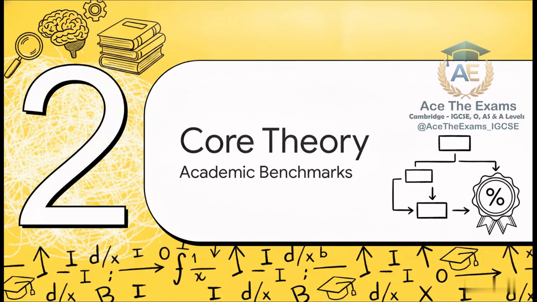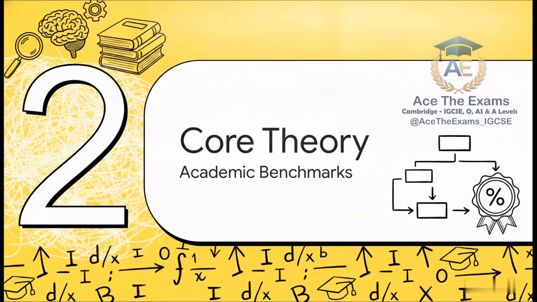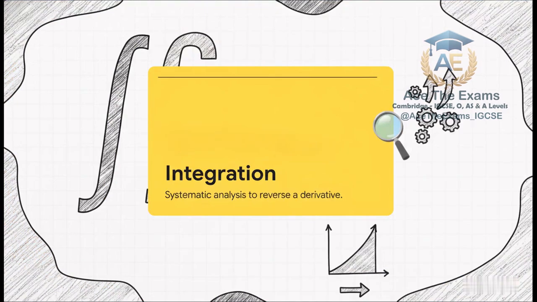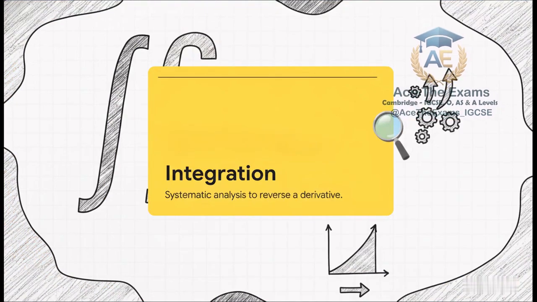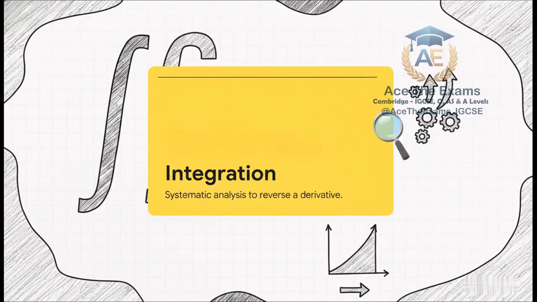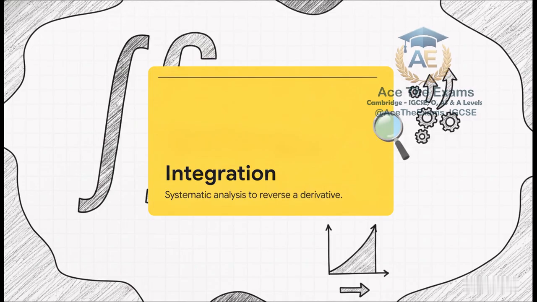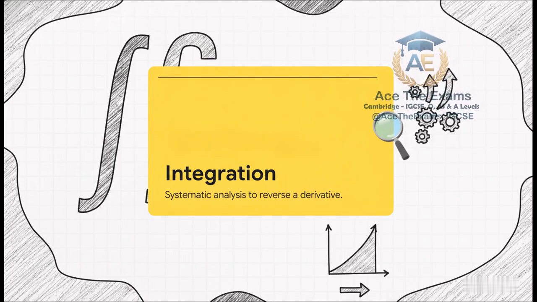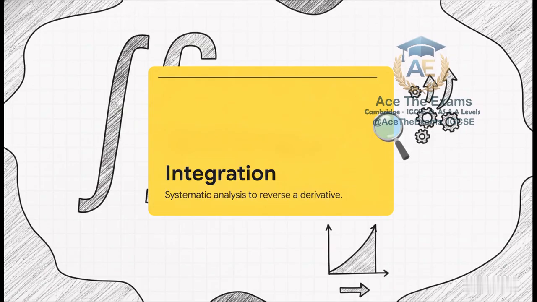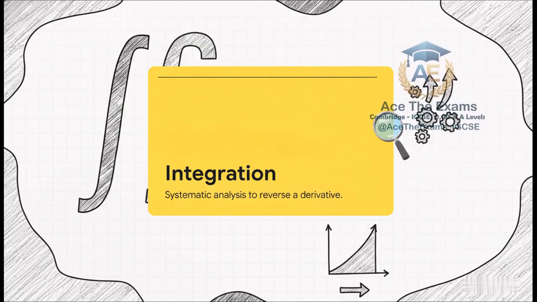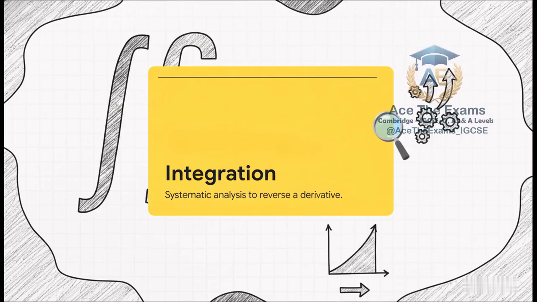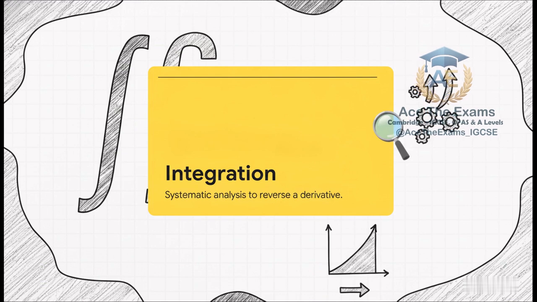Moving on to Section 2. Let's build out those core theoretical foundations. To actually secure that 15%, we have to meet the academic benchmarks set by the board. Here is the formal definition you need to completely internalize. Integration as reverse differentiation is a conceptual framework relying on systematic analysis and evidence-based reasoning to reverse a derivative back to its original function. Notice the exact phrasing there.